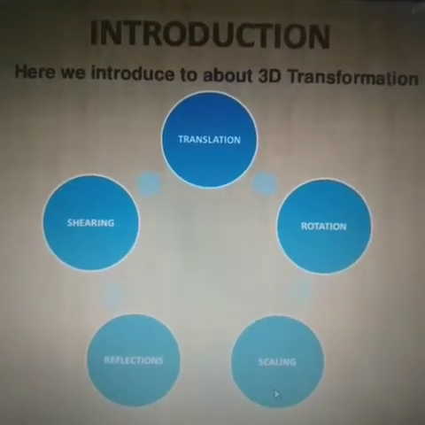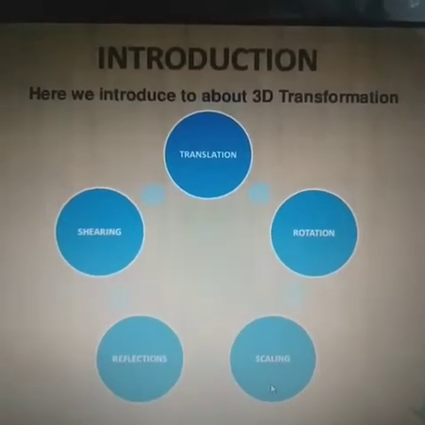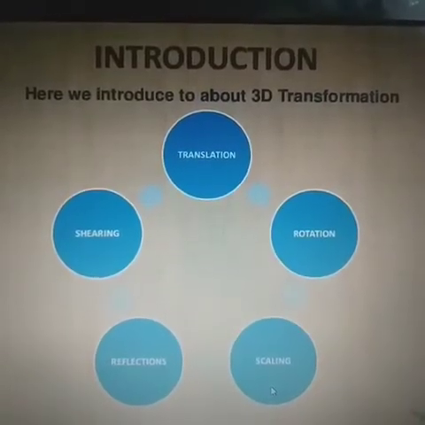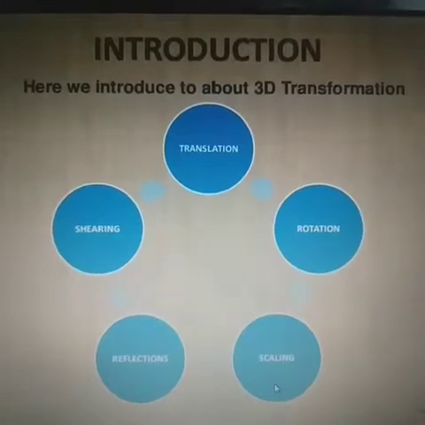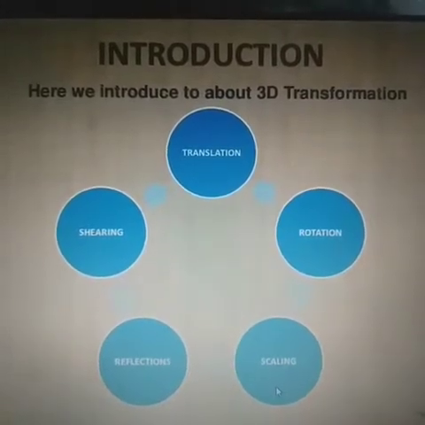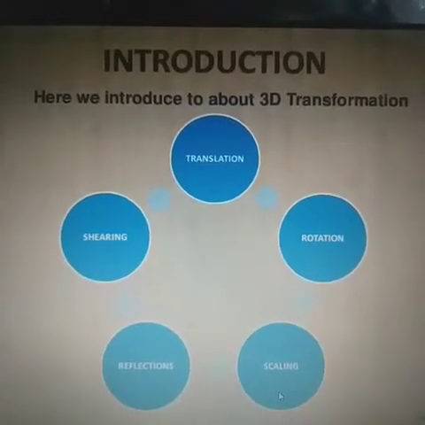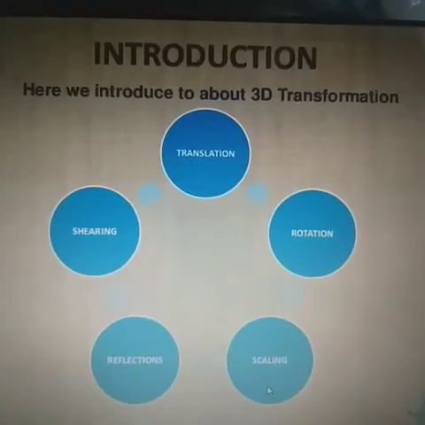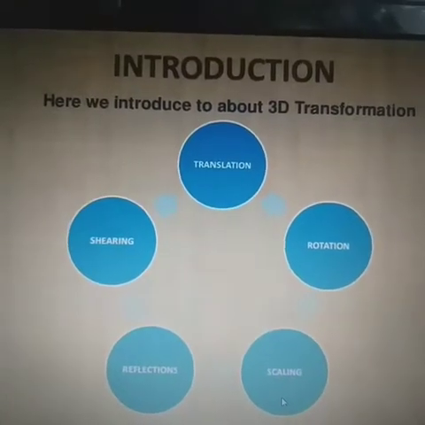So in computer graphics, the next topic is the three-dimensional transformation. Like we already did the two-dimensional transformation, we discussed the types like translation, rotation, scaling, reflection, and shearing. In three-dimensional transformation, we also describe or elaborate these on the basis of the three-dimensional plane.